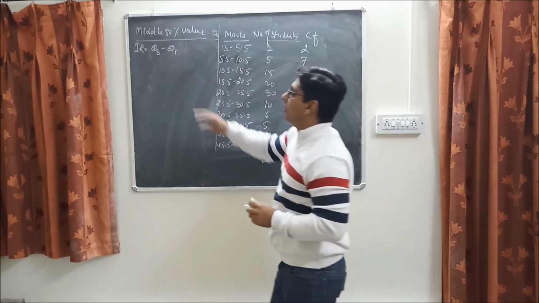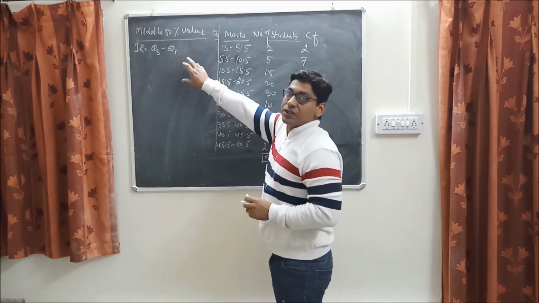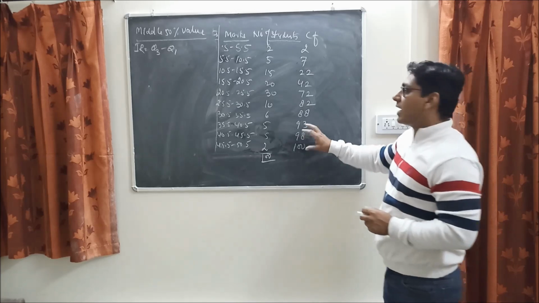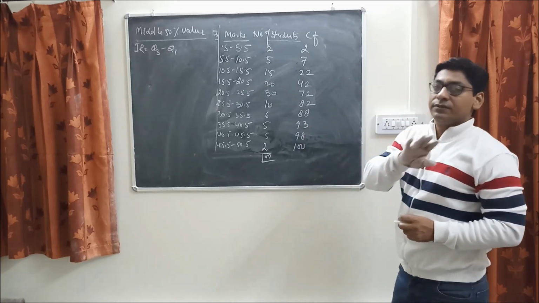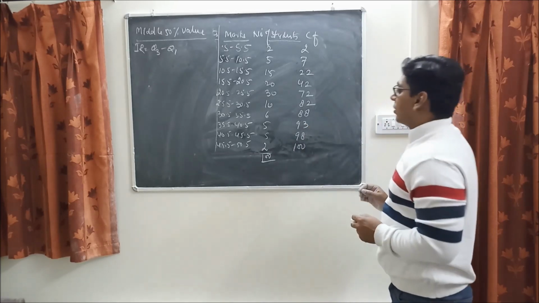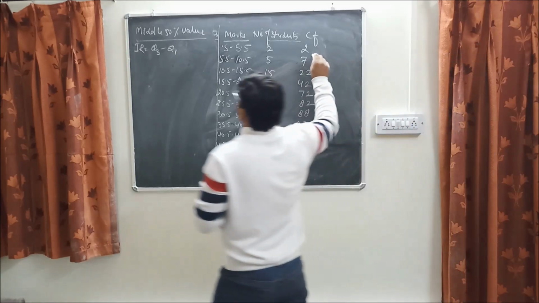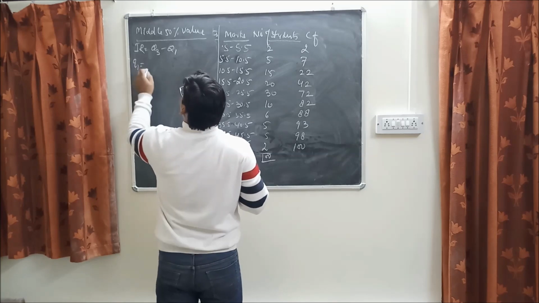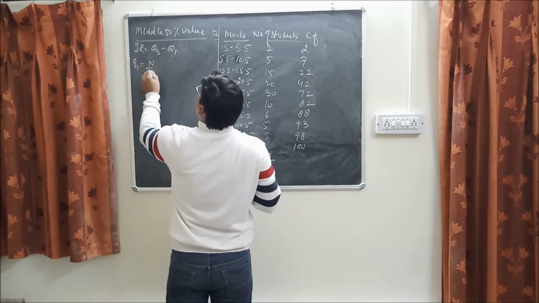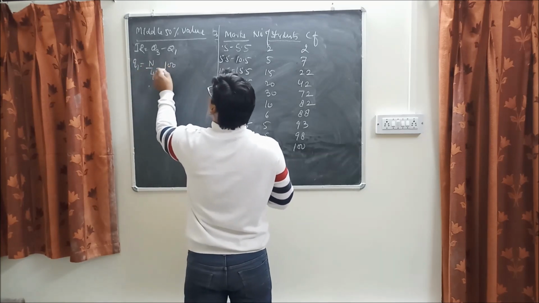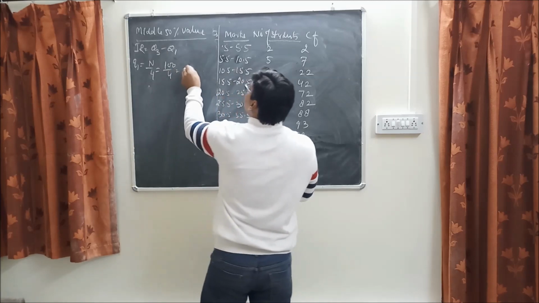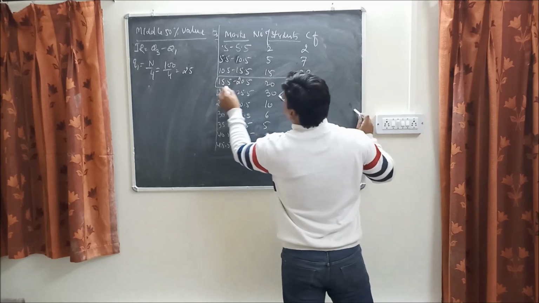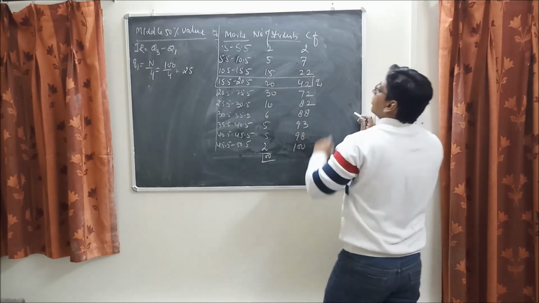So we need Q3 and Q1, which are calculated with the help of this data, as I explained earlier in my lecture. First of all, we find the Q1 group. N upon 4, N is 100, 100 upon 4, that is 25. 25 lies in 42. Therefore, this is the Q1 group.